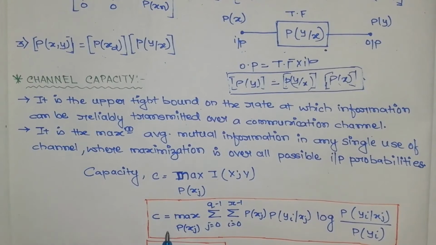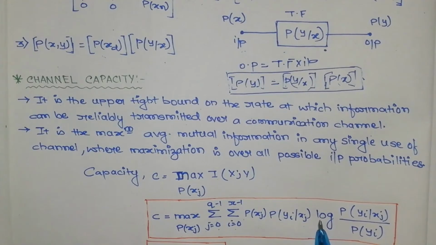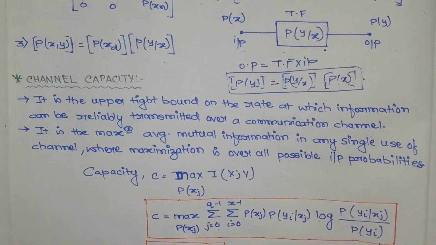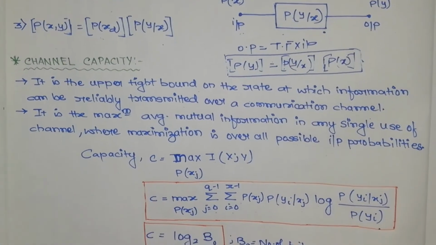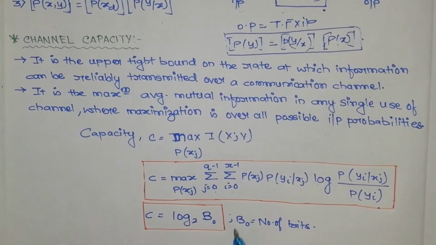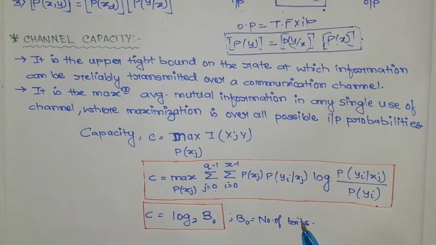So from this definition we can get the formula as C is equal to maximum of P(xj) summation j=0 to q-1, summation i=0 to r-1, P(xj) into P(yi/xj) into log of P(yi/xj) divided by P(yi). So this is the formula in terms of probability, but there is another formula which can be defined as C is equal to log of b0 base 2, where b0 is the number of bits. It can be the number of bits generated or it can be the number of bits received.